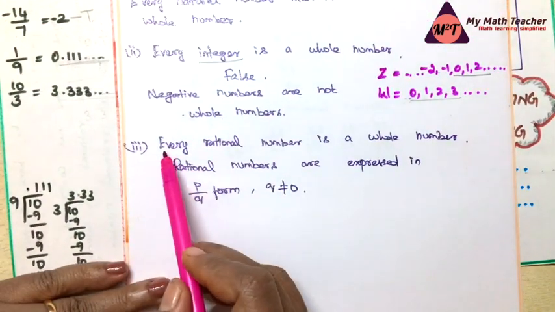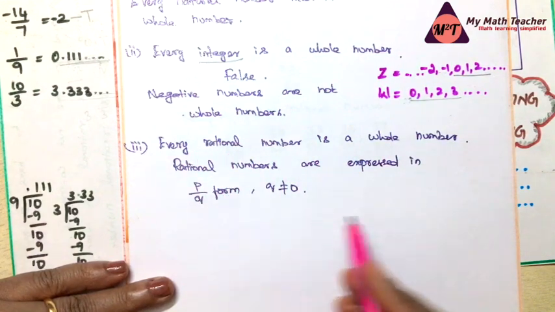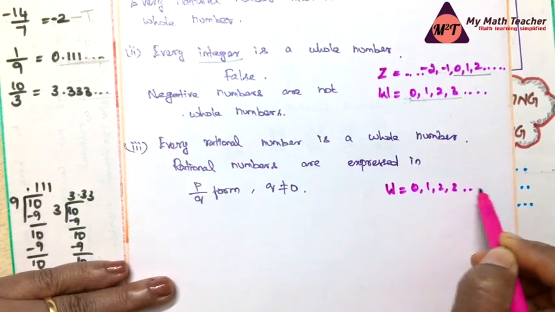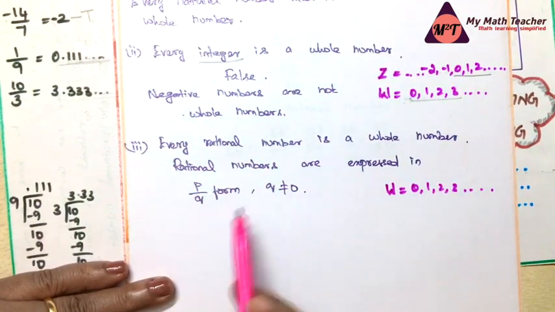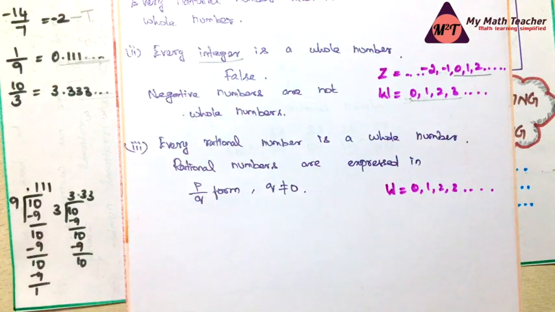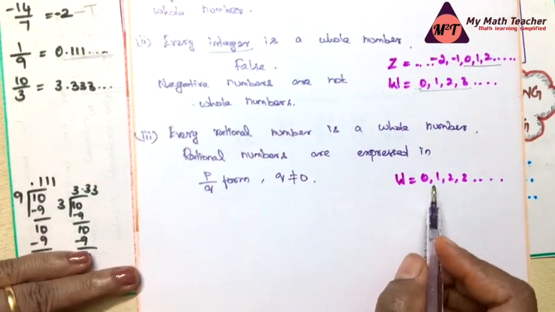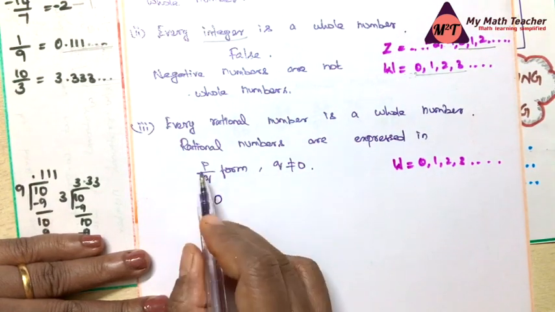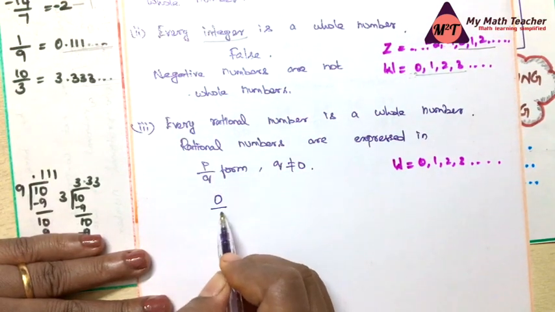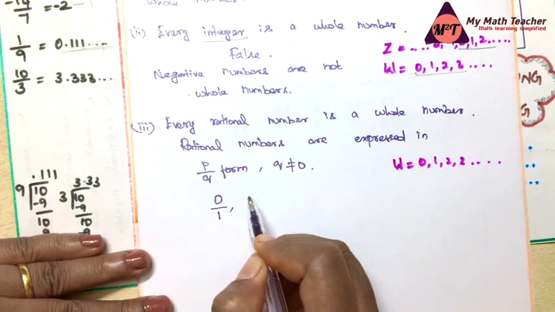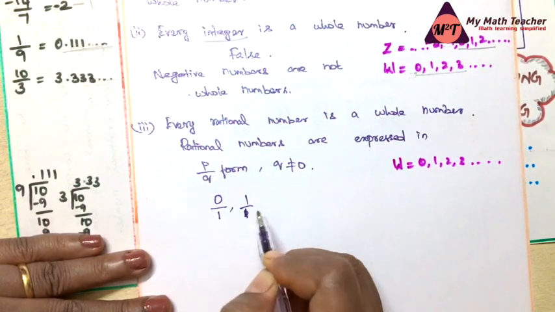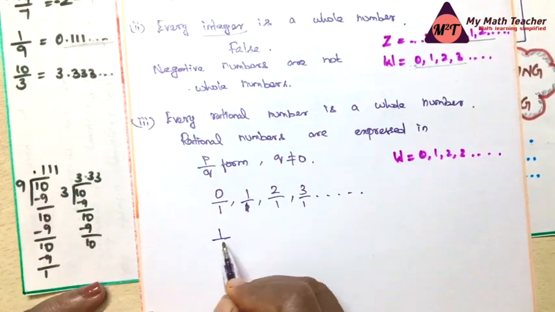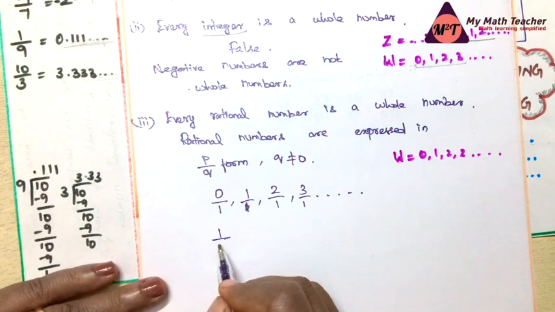Next subdivision, every rational number is a whole number. We know that whole numbers are 0, 1, 2, 3, it goes on. Now rational numbers are the numbers which are expressed in P by Q form where Q is not equal to 0. Now let us consider these whole numbers. 0. Can it be expressed in P by Q form? Yes, we can write 0 as 0 by 1, and 1 by 1, 2 by 1, 3 by 1, it goes on like this. Let us take another example, 1 by 2.